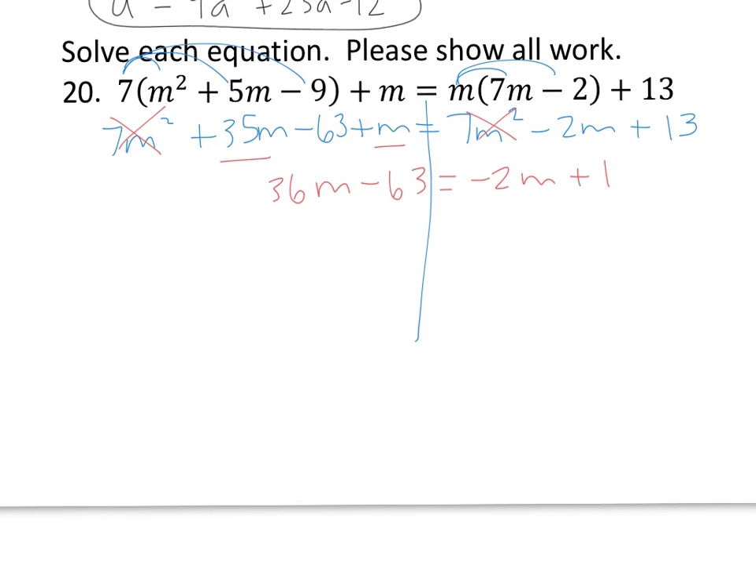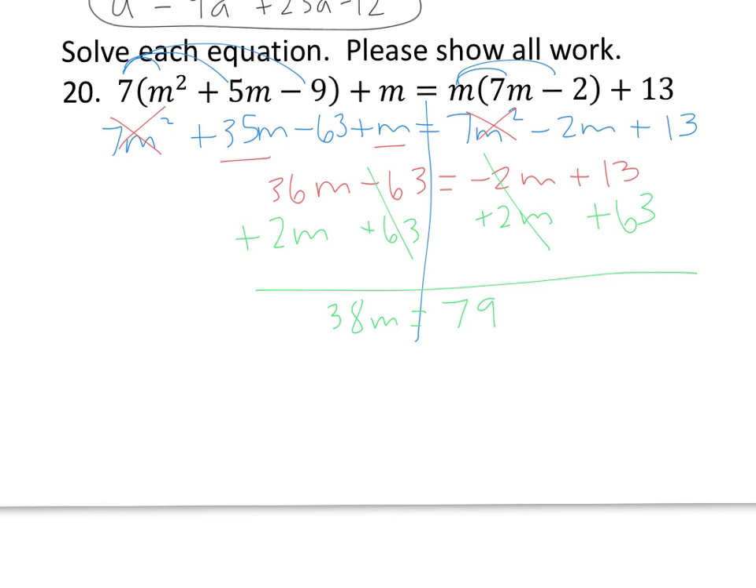plus 13. I'm going to move all the m's to one side and the numbers to the other. So I'm going to add 2m, same time add 63, and I get 38m equals 79. And then the last step here would be to divide by 38 to isolate m, and 79 divided by 38 is 2. Now a way to check your answer for this test would be to plug 2 back in for m wherever you see this, but I know that I am correct, so I'm going to go on to the next problem.